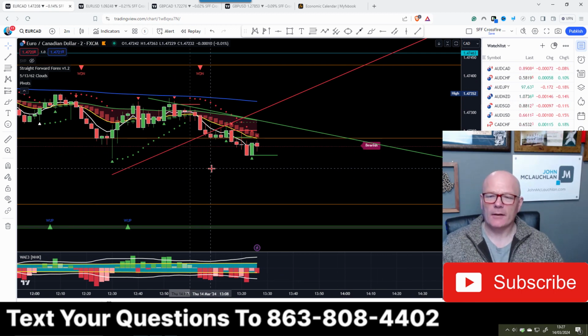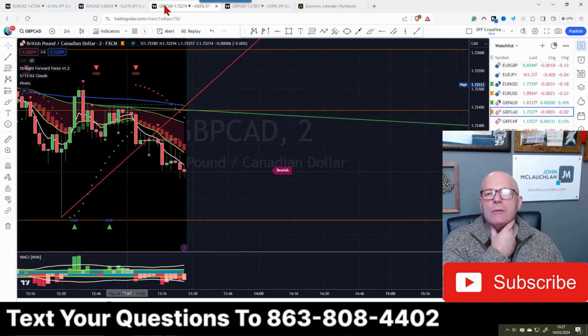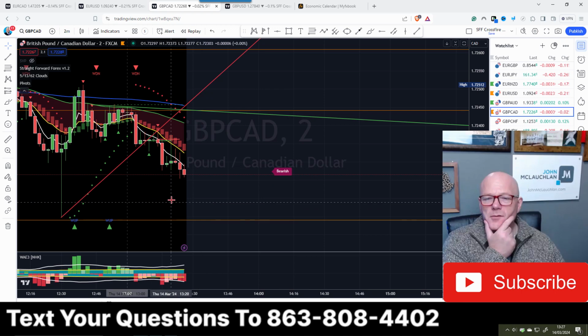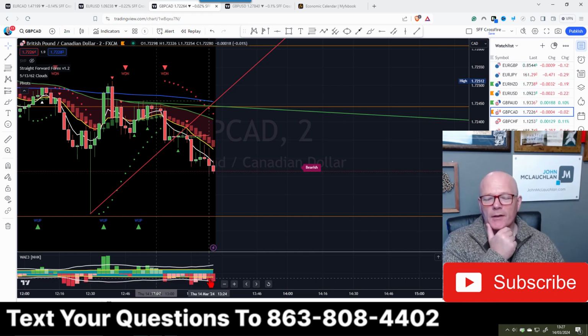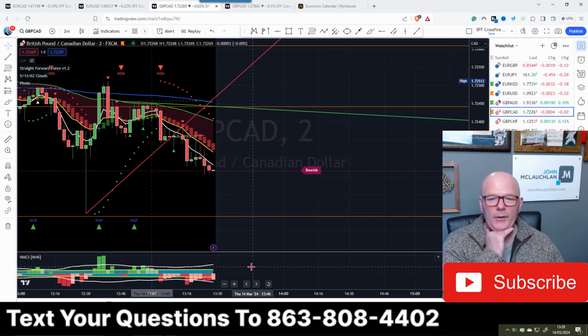Not doing really anything of note. GBP CAD. Again, if you look at the histogram, you've got the explosion line. It's moving away from the dead zone, but the histogram is still a little bit stubby. It's not really showing much, and it's not really doing a huge amount at the moment.